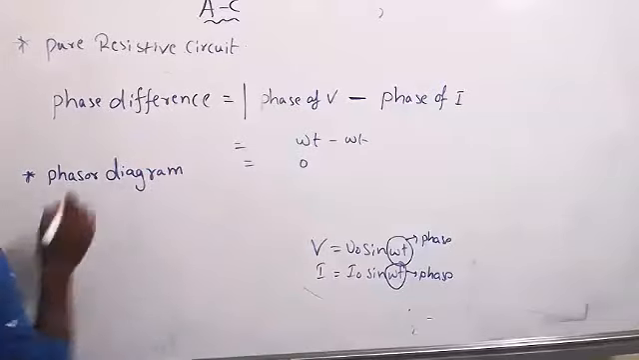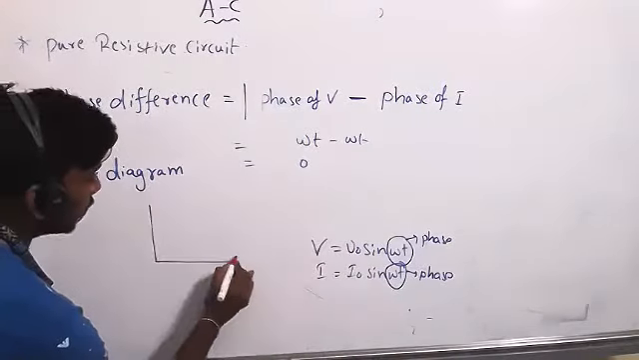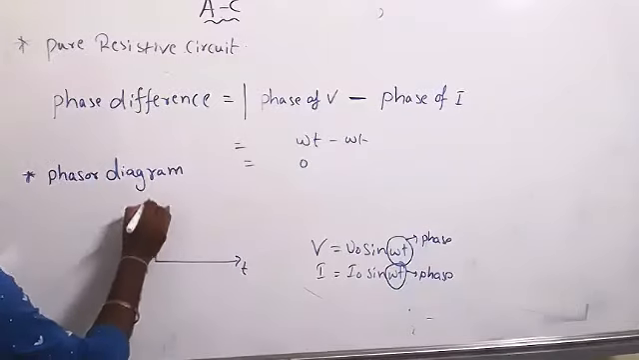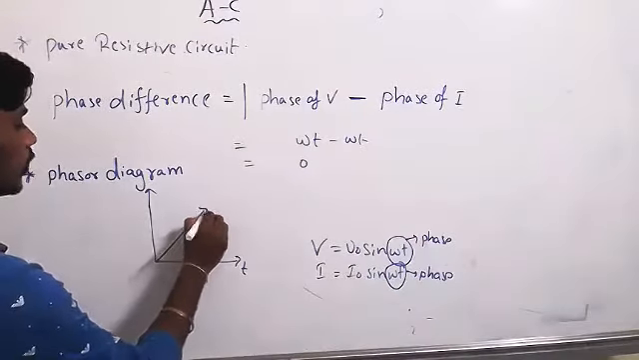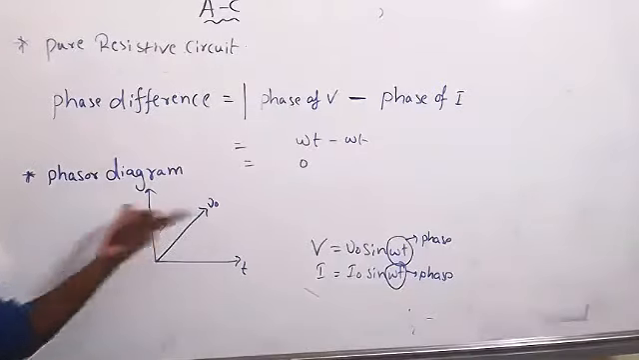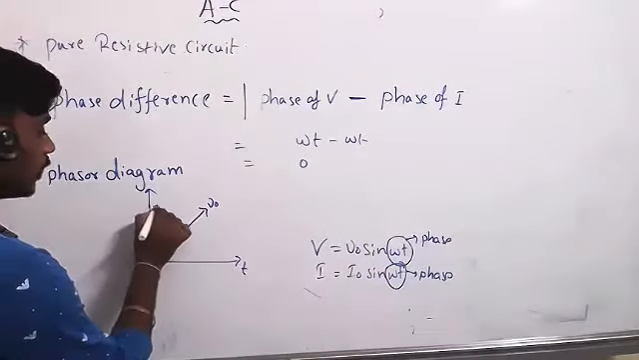Phasor diagram. Let's see. What is the phasor diagram? Nothing is there. Here T is the time. One voltage I have given. It is the V naught. I have given the input voltage only. Input voltage, how much is given? It is the V naught.